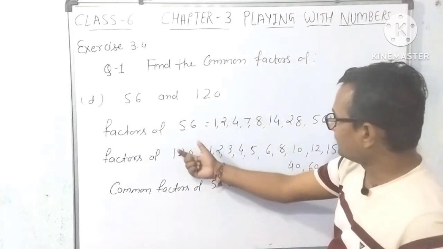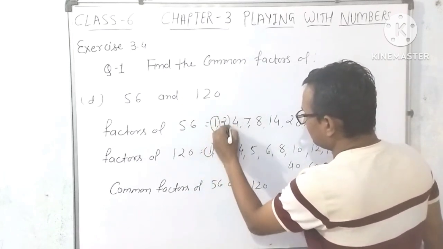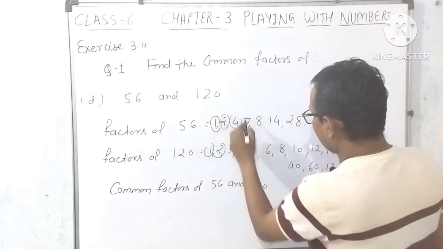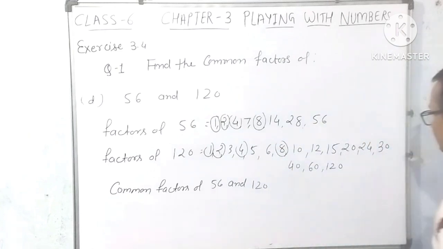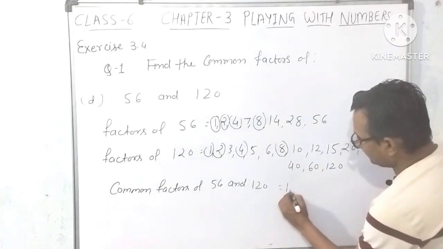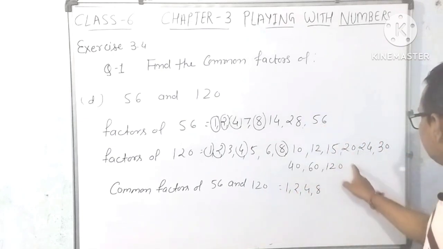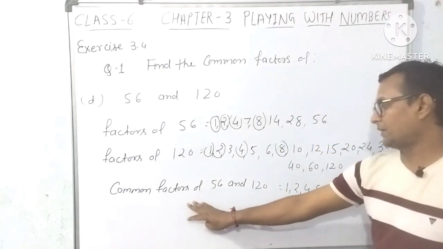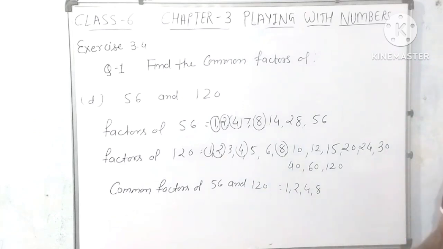So here we have to find out the common factors of 56 and 120. So common factors of 56 and 120 are 1, 2, 4, 8. 56 is not there, 28 is not there, 14 is not there. So common factors of 56 and 120 are 1, 2, 4 and 8. Thank you.